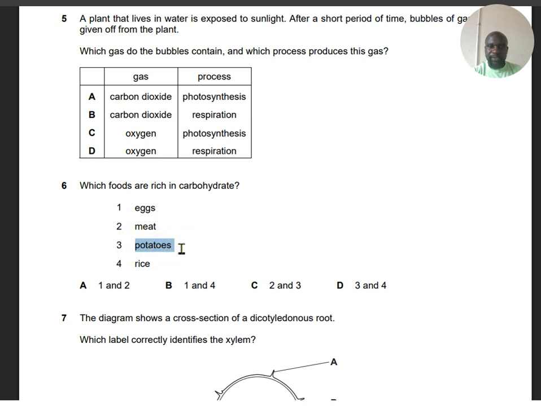Potatoes are rich in starch, which is also a form of carbohydrates, as well as rice. These are grain, they are rich in carbohydrates. So the correct answer is D on number 6. Moving on to number 7.